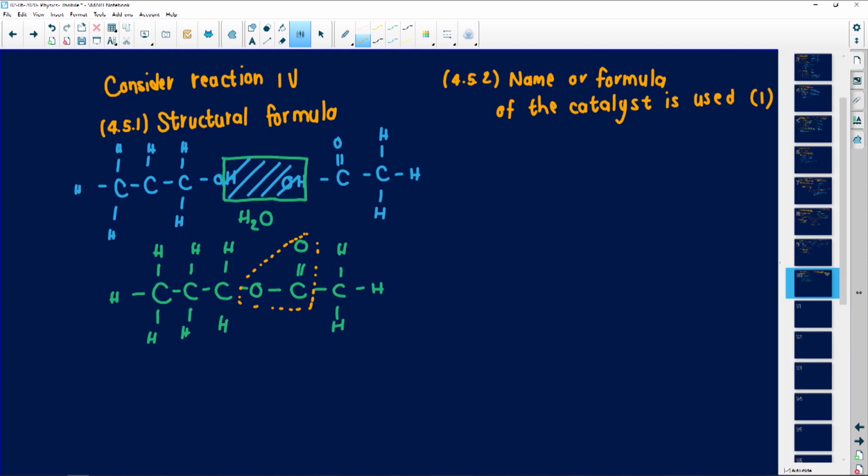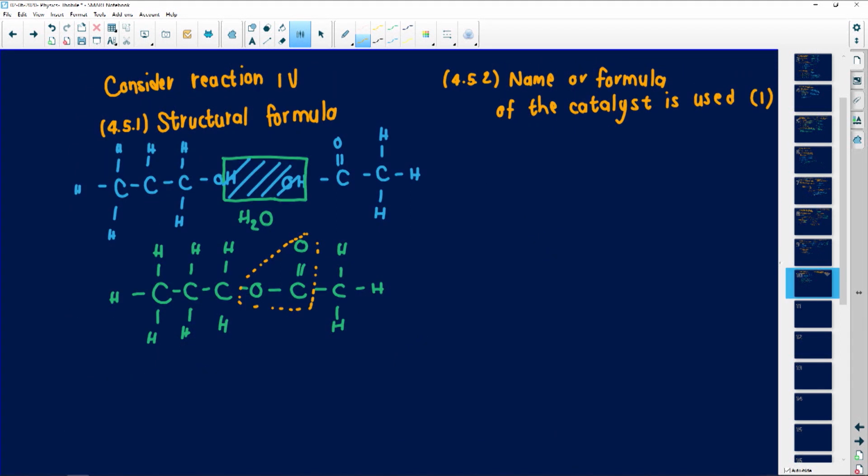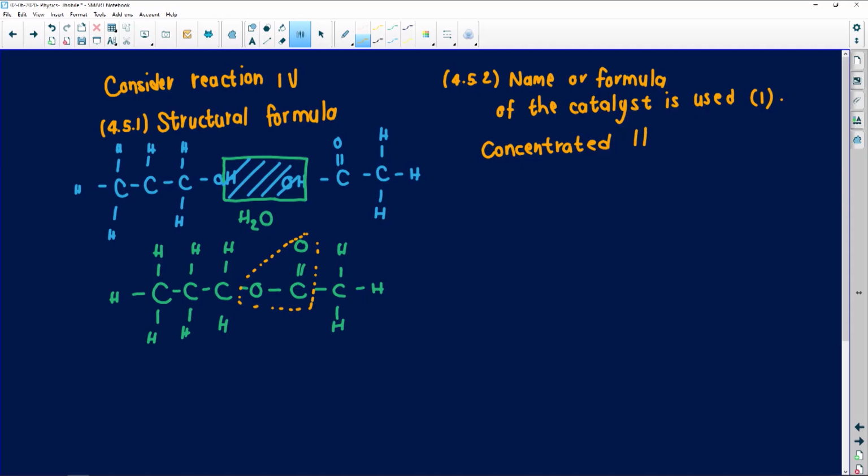So now if I go back to this diagram over here, what catalyst will be used between an alcohol and a carboxylic acid? We know this is concentrated, and I think the word concentrated is very important, because the word concentrated means little to no water, and something that is diluted means there are water particles inside. So let me just write down the whole answer. This is concentrated H2SO4.